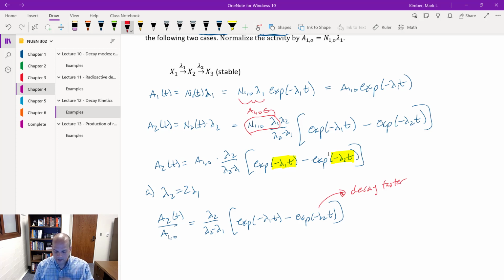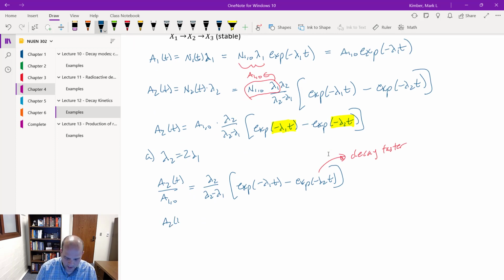And so what ends up happening is that term can be neglected. And so we could say that this normalized activity is going to approximately be equal to the following. So what does that mean? That means that the activity of 2 and the activity of 1 are going to be related to each other.